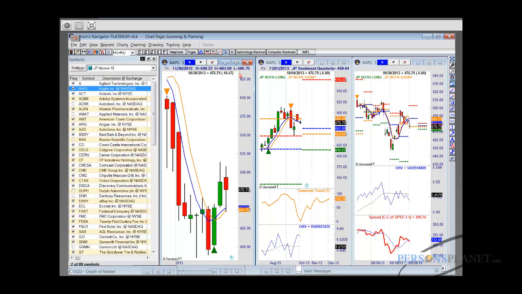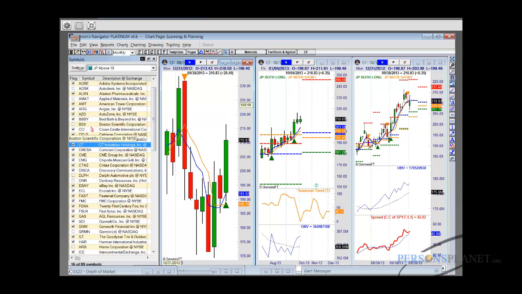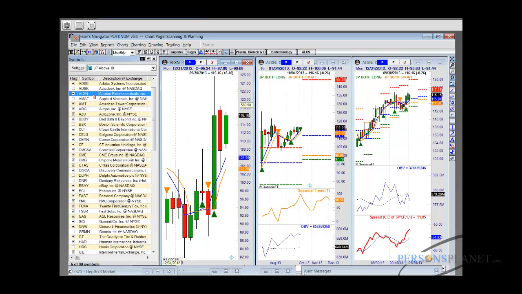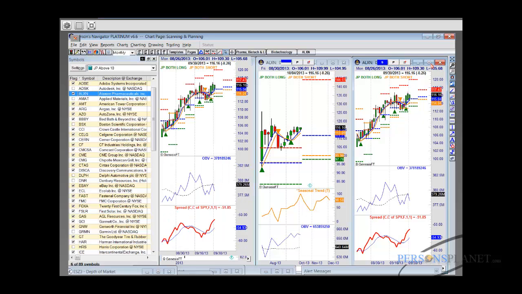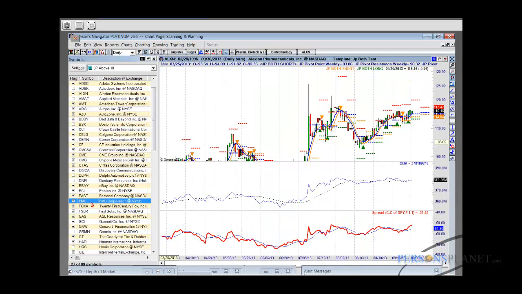Now, going forward, you take a look at these names, CF Industries. We could take a look at AMAT, Applied Materials, Autodesk, Alexion Pharmaceuticals. I don't know if you can see all that I'm showing you, but there's an awful lot of names that are breaking out to new highs.